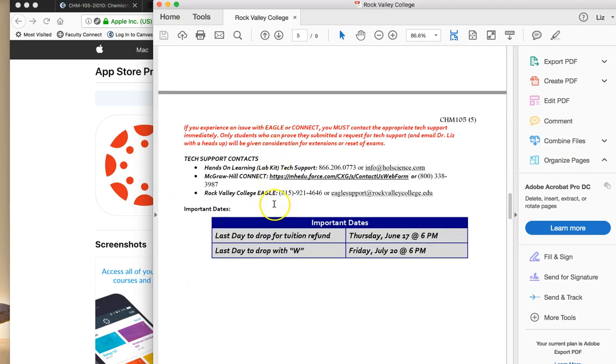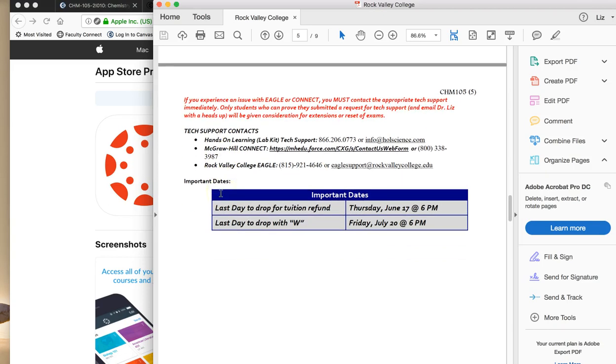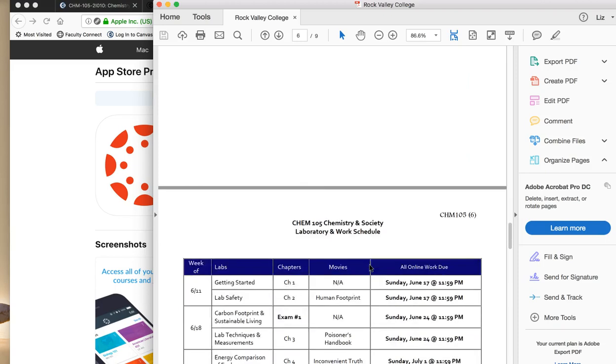Again, here are the tech support numbers. There's the correct full phone number for the hands-on learning folks. If you have any issues, please contact those folks. Important dates for tuition refund: this Thursday is the last day to drop the class and get a full refund. And then beyond that, you can drop the class and get a W on your transcript through Friday, July 20th.